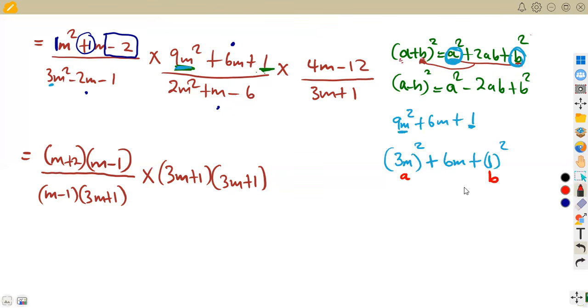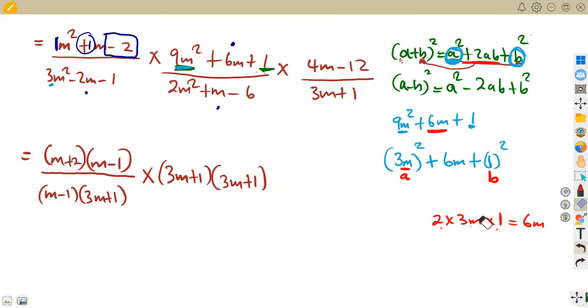Let's multiply them and see if we get this part, because the middle part is obtained by multiplying 2 and a and b. If we multiply 2 times our a, which is 3m, times our b, which is 1, what do we get? We get 6m, which is the middle term, this one.